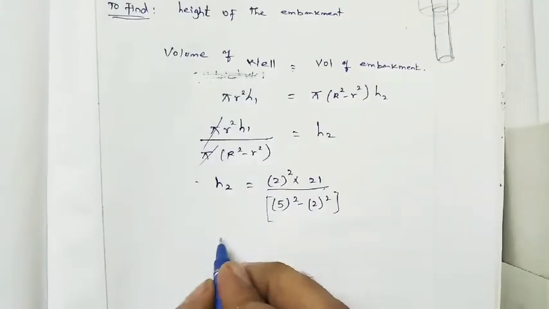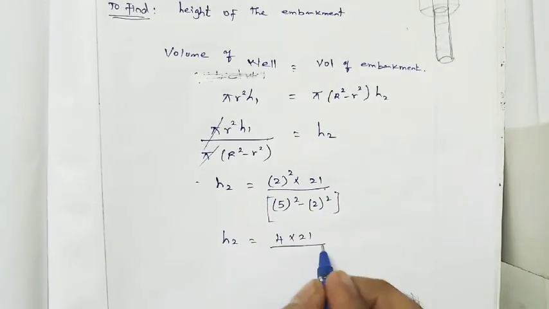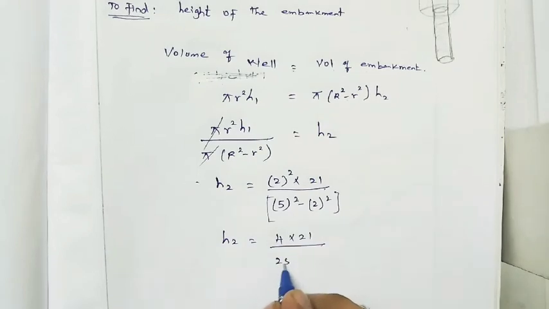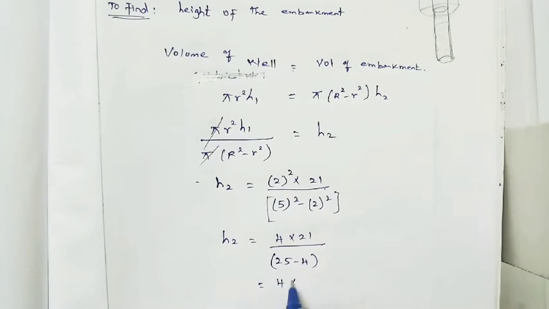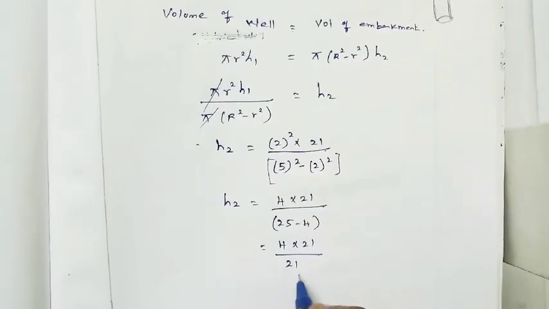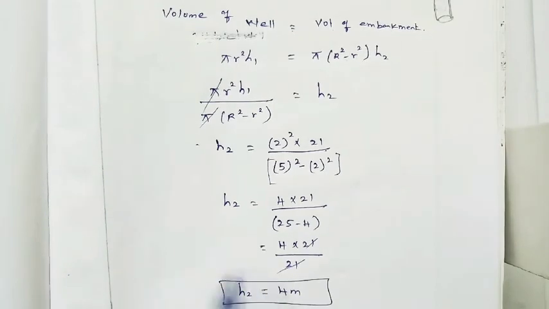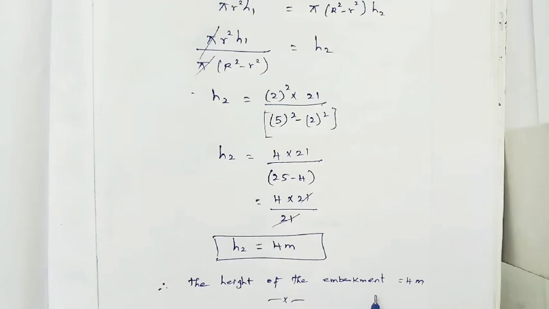Simplify. h2 is equal to 2 square, 4, into 21 divided by 25 minus 4, which is 21. This 21 will get cancelled, so h2 is equal to 4 meter. Therefore, the height of the embankment is equal to 4 meter.